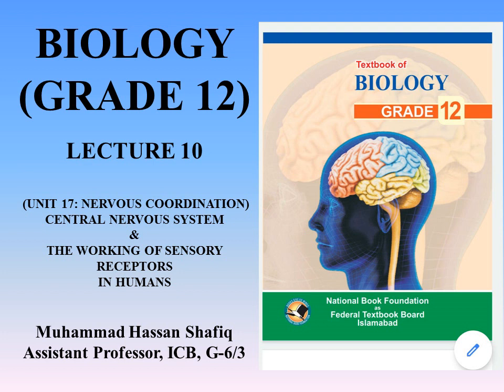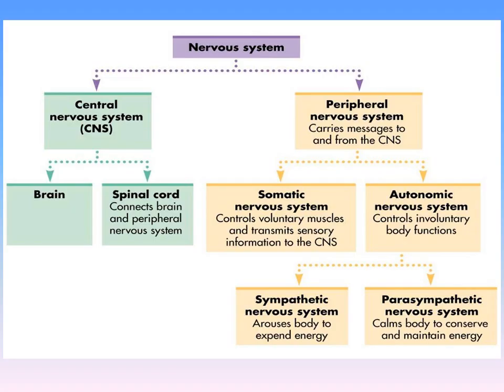We will continue, this is lecture 10, and we will continue with unit 17, which is nervous coordination. Today the topics which we will be covering are the central nervous system and the working of sensory receptors in humans. Both these topics are very interesting. They have a very important role in coordination and are also very important from an examination point of view as well. So moving on to today's lecture, starting with the nervous system.